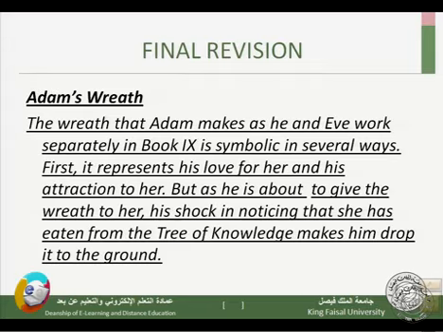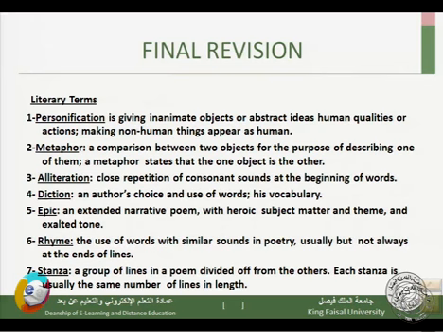Okay, another symbol is Adam's wreath. The wreath that Adam makes as he and Eve work separately is symbolic in several ways. First, it represents his love for her and his attraction to her. But as he is about to give the wreath to her, his shock in noticing that she has eaten from the tree of knowledge makes him drop it on the ground.